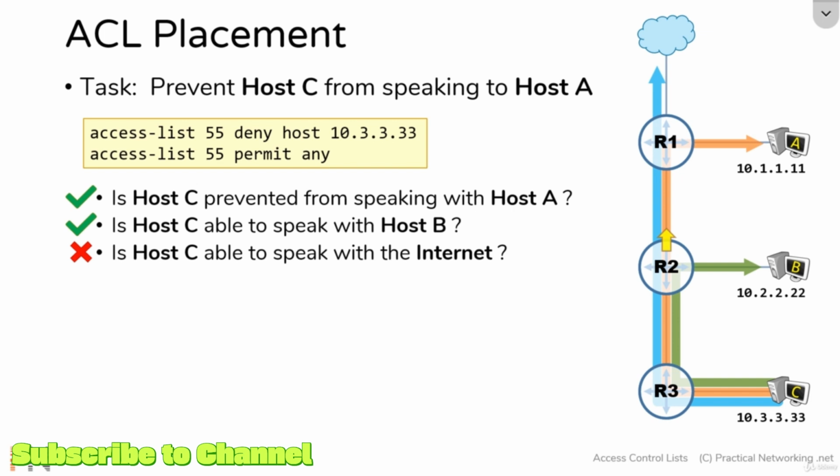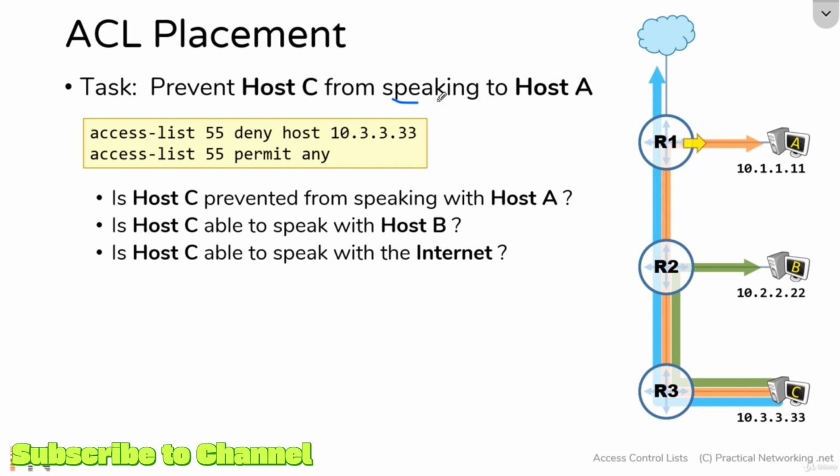So let's again try the next router interface in the path. You'll see that if we apply the access list to router 1's interface direction in, it's going to be the same effect as we had it over here. Traffic from host C to host A is successfully being prevented. Traffic from host C to host B is successfully not being prevented, but traffic from host C to the internet is inadvertently being prevented. Which finally brings us to the last interface in the path.